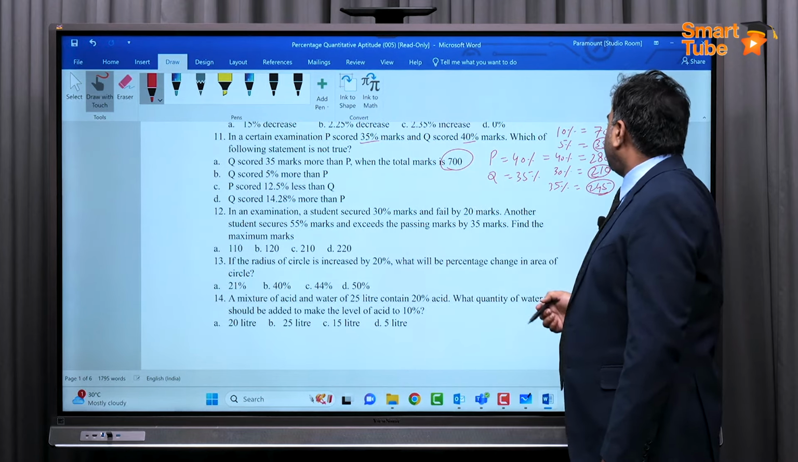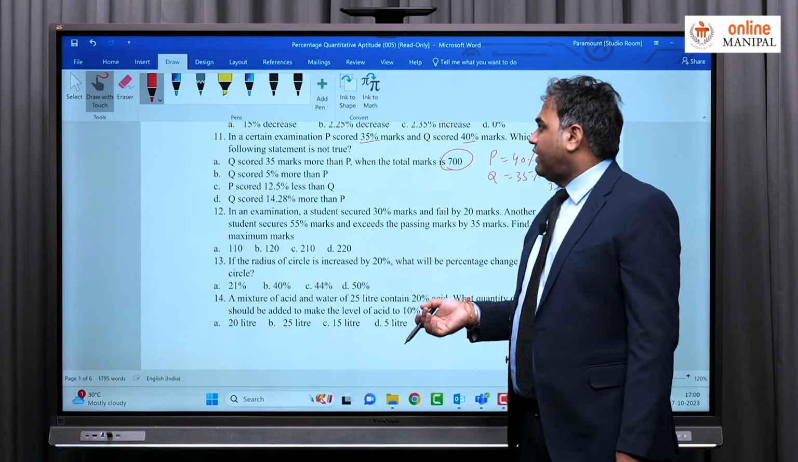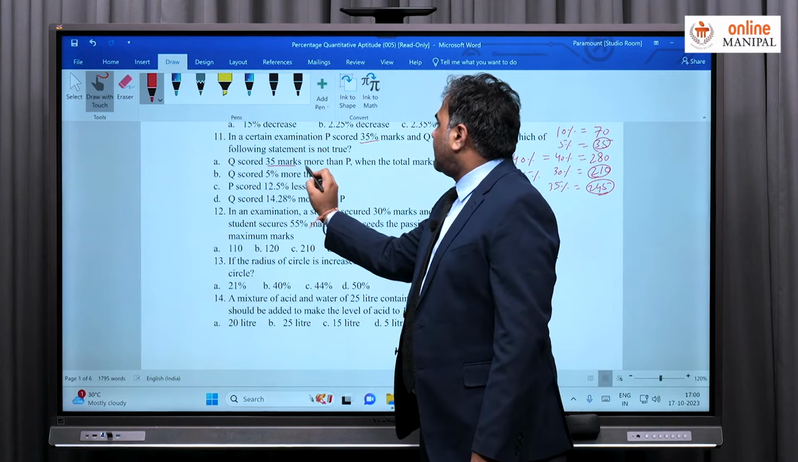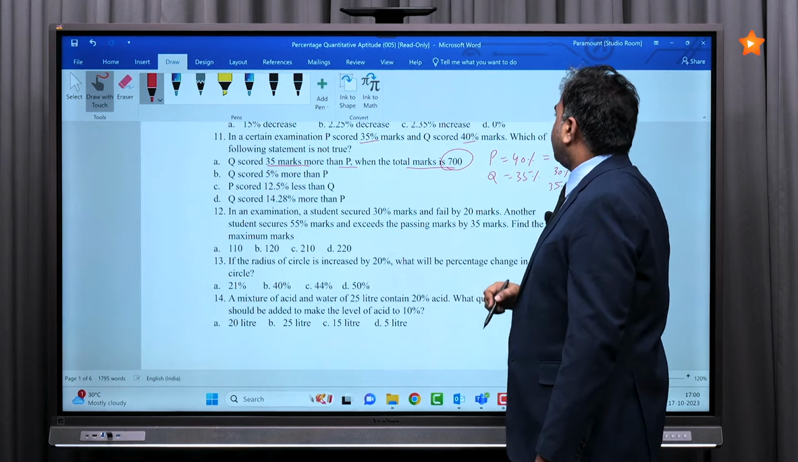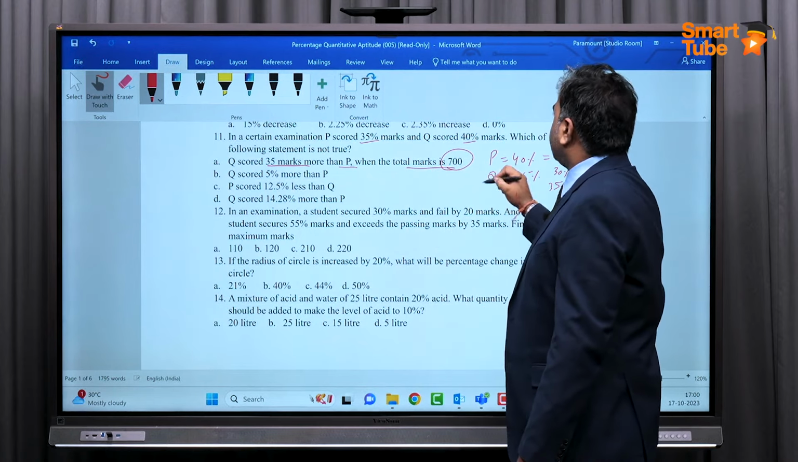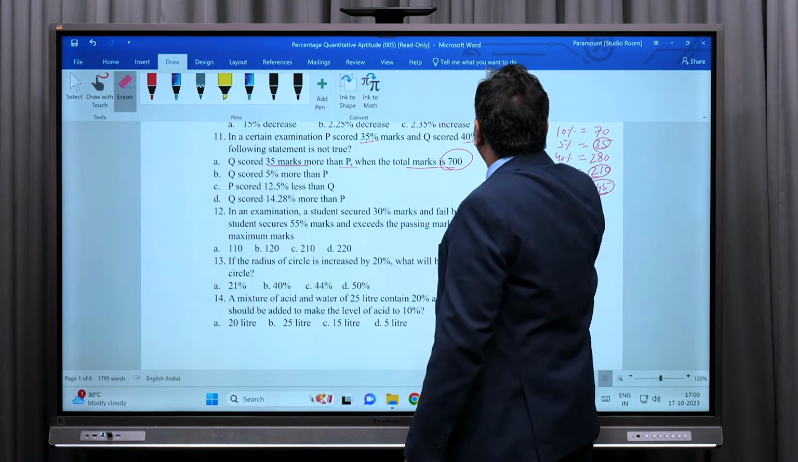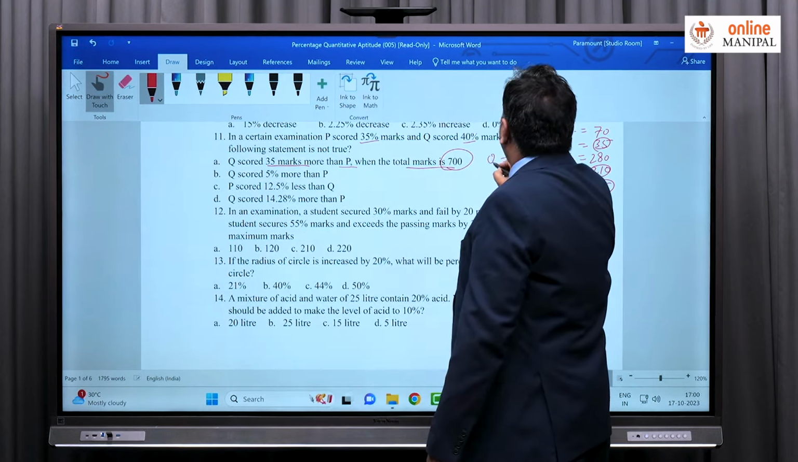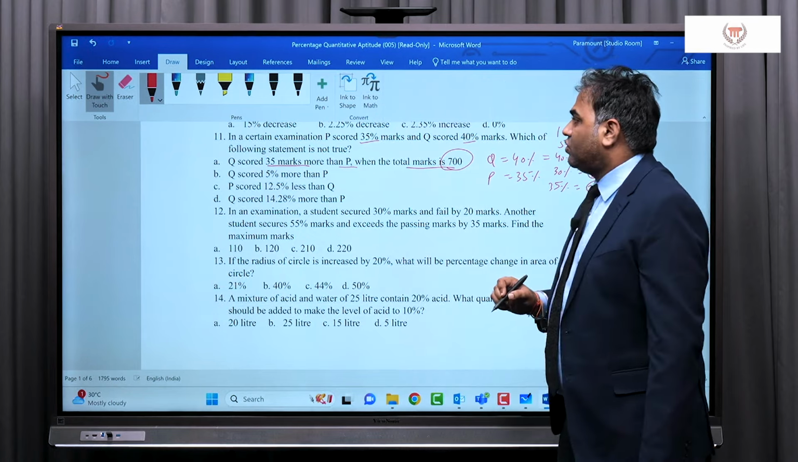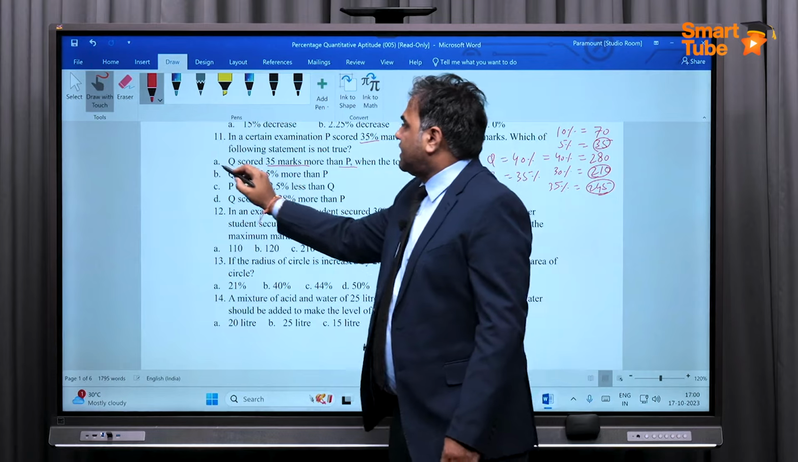So what is the difference here, guys? You can find the difference. The difference would definitely be 35 only. So here Q scored 35 marks more than P when the total marks is 700. So this was Q and this was P. So here Q scored 35 marks more than P. I hope everyone understood this is a correct statement.